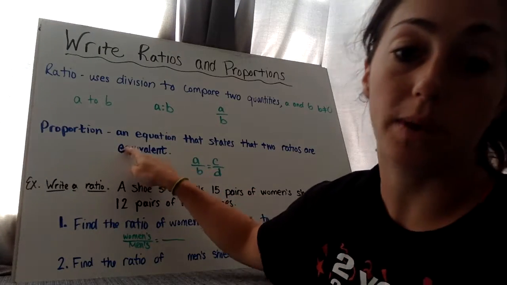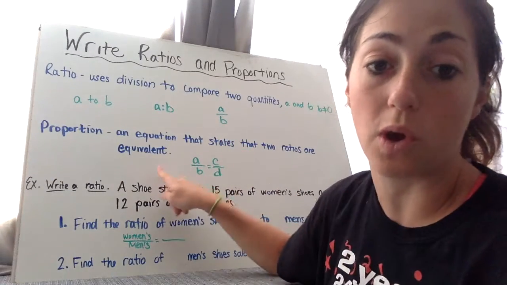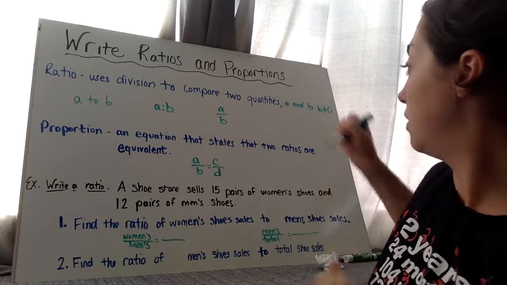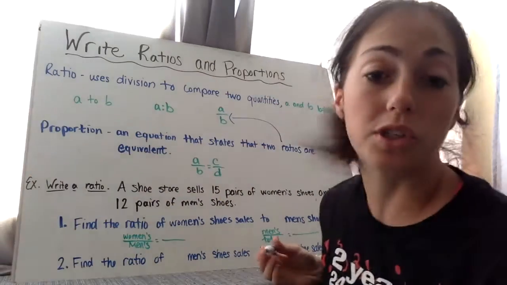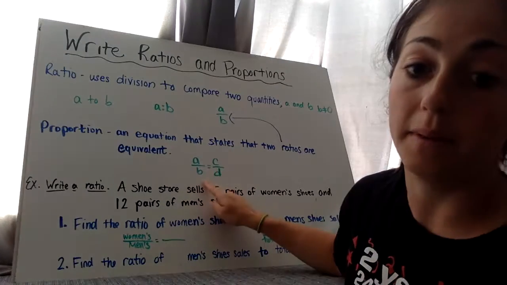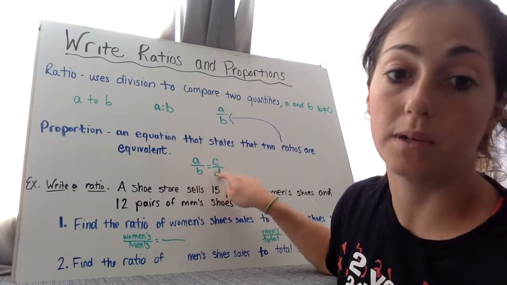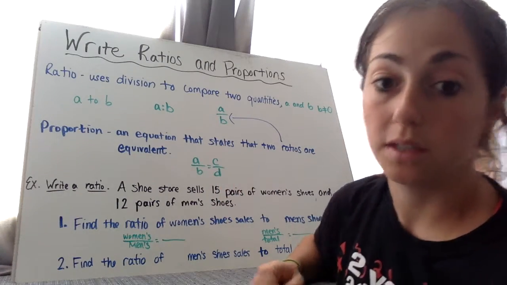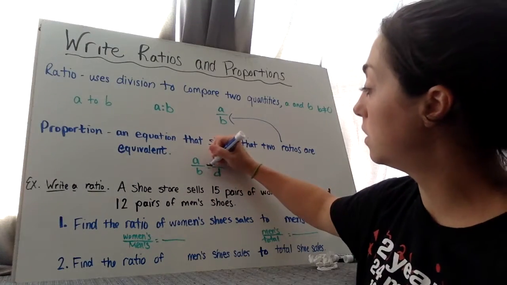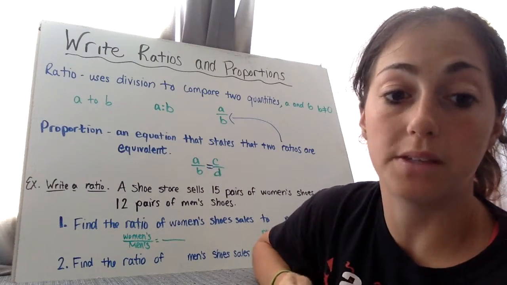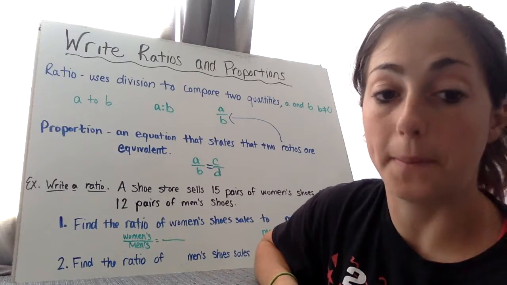A proportion is an equation that states that two ratios are equivalent. So again, back to ratio, we usually use the fraction. So A to B is our ratio, and we got two of them, C to D, and we're saying that they're equivalent. Equivalent means equal. So A to B equals C to D. Okay, so here's an example.